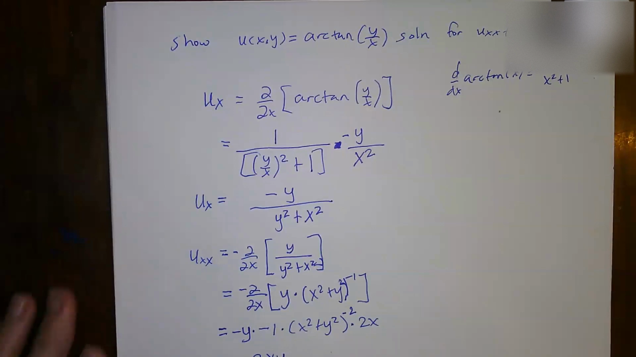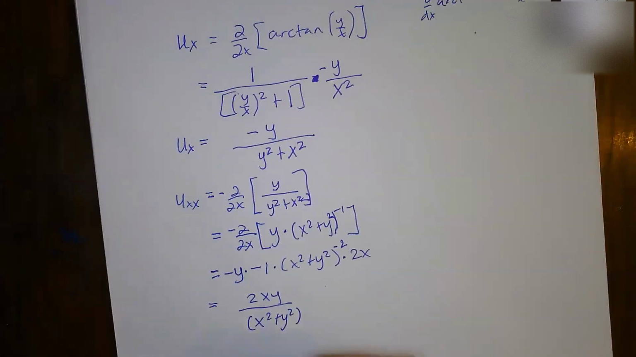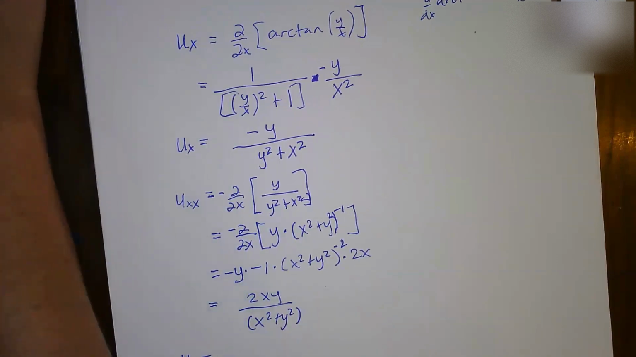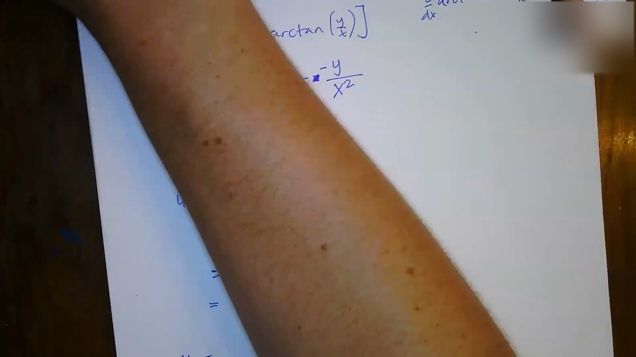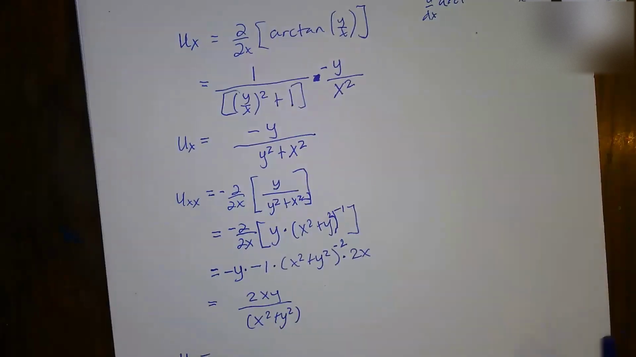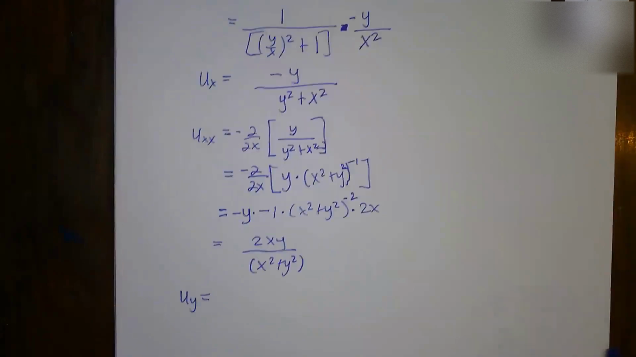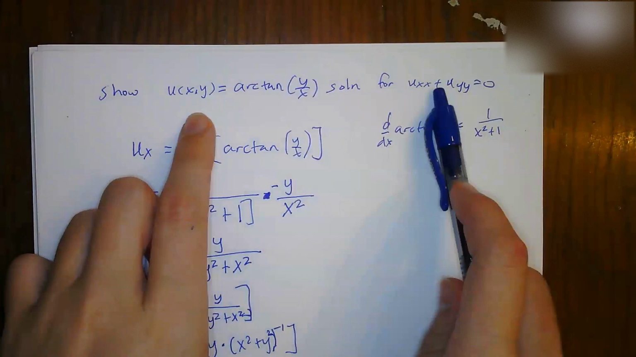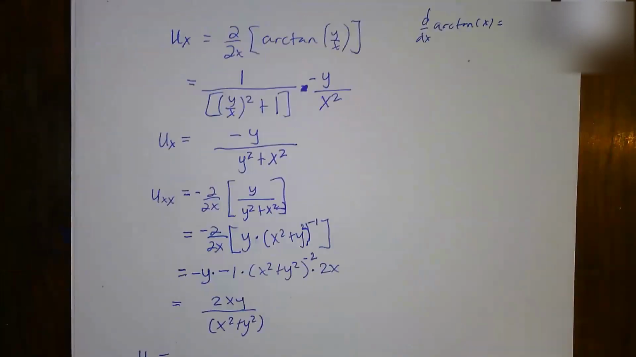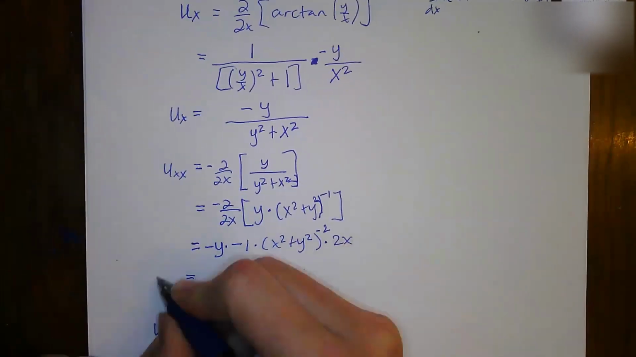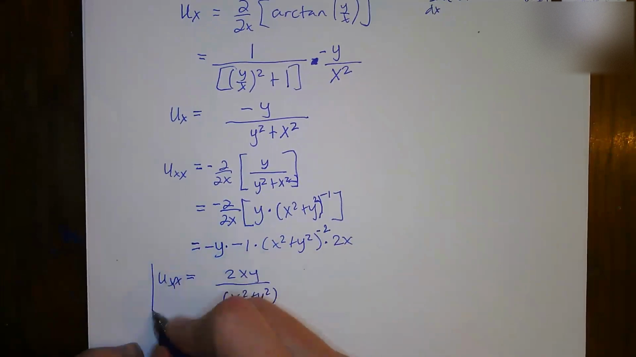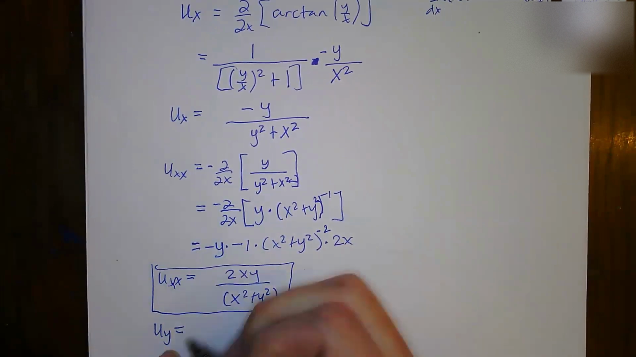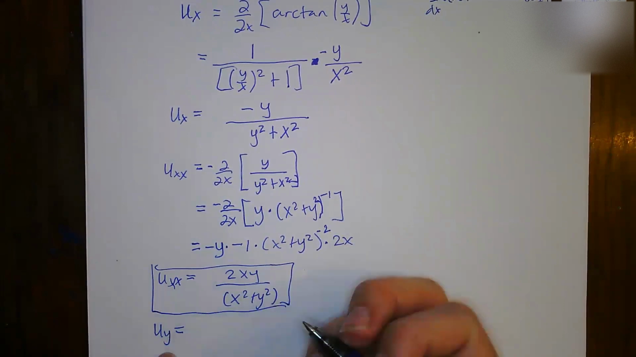And then we can further find u sub y. So we can further now, since we're trying to really see if this arctan of y over x is a solution to Laplace's equation, the next thing we need to do, since we found u sub xx, is find u sub yy, or the second partial derivative of u with respect to y.